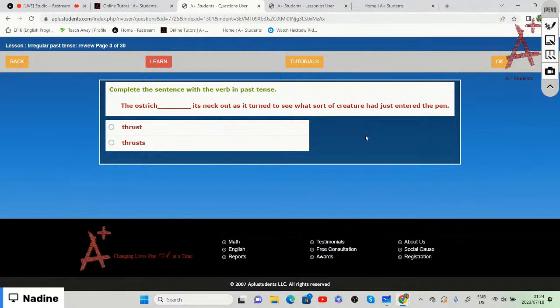All right. The ostrich, is it thrust or thrusts its neck out as it turns to see what sort of creature had just entered the pen? So we need to choose the correct verb in the past tense. The ostrich, is it he thrust or he thrusts its neck out as it turned to see what sort of creature had just entered the pen?